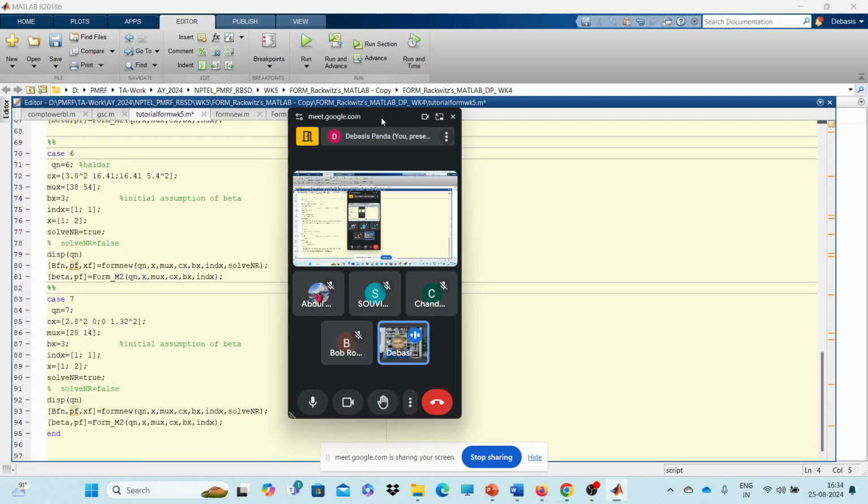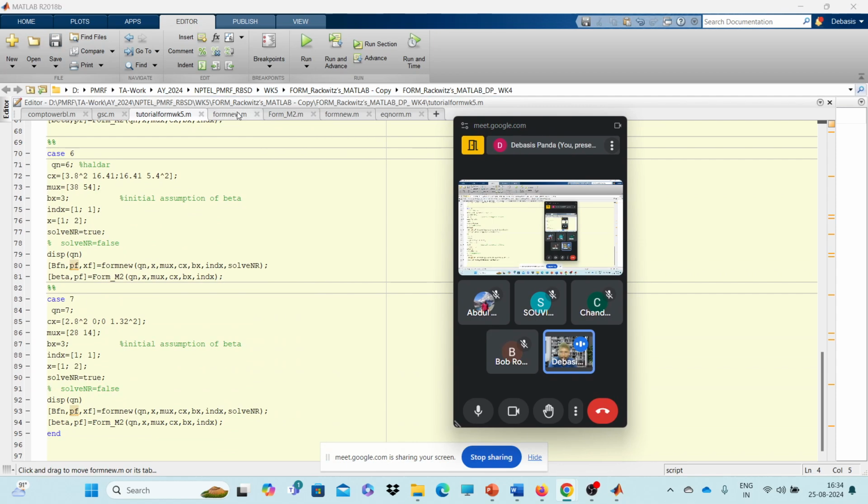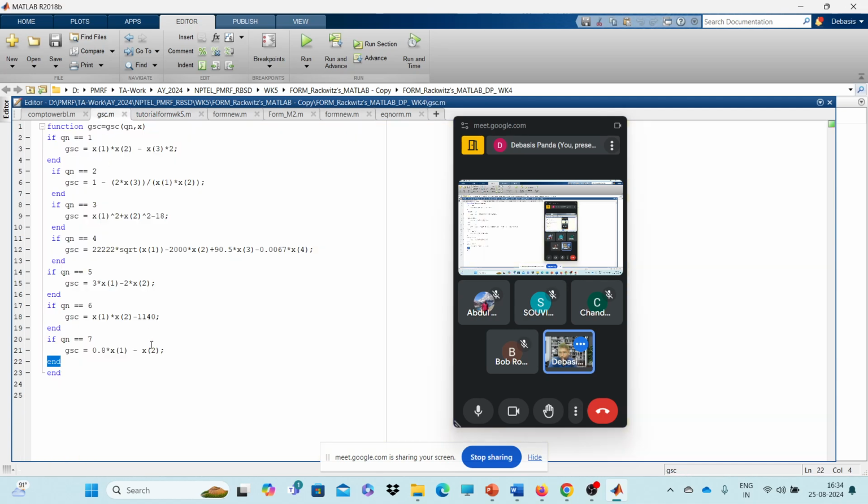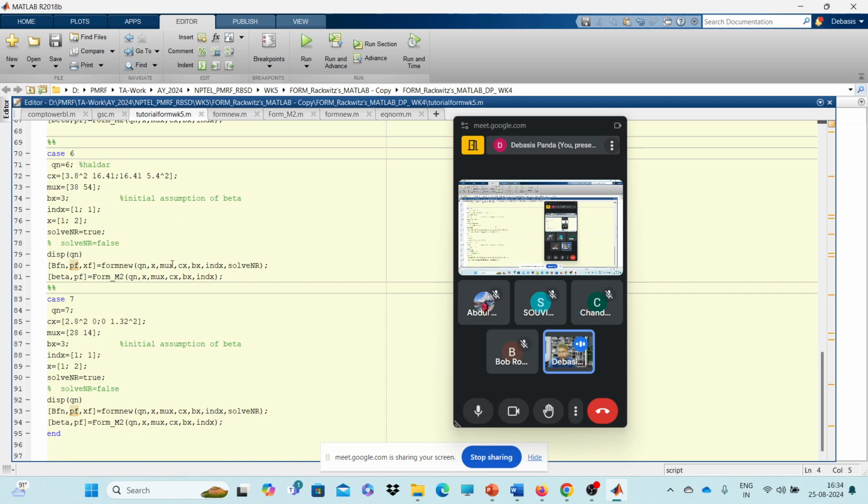Okay, so in question number 7 we have defined the limit state. What was our limit state? This one, this. Okay, so once we have defined the limit state, we need to put the values.